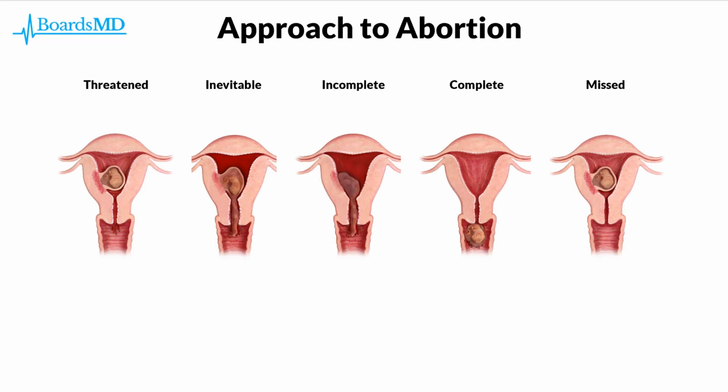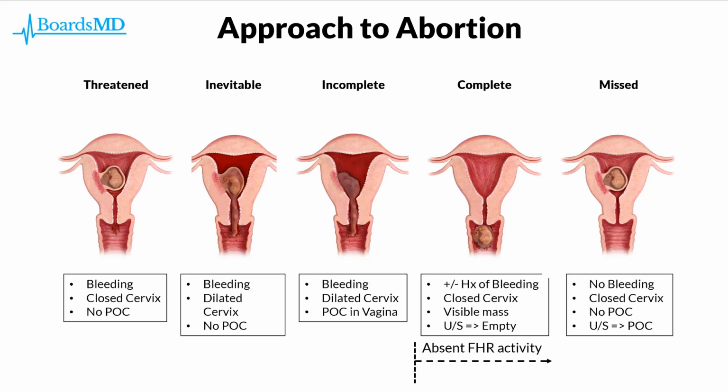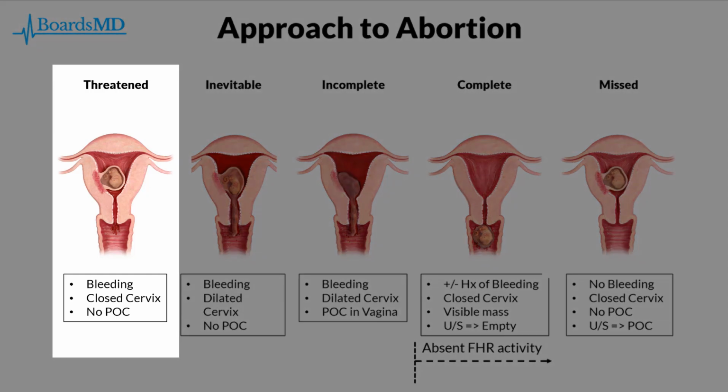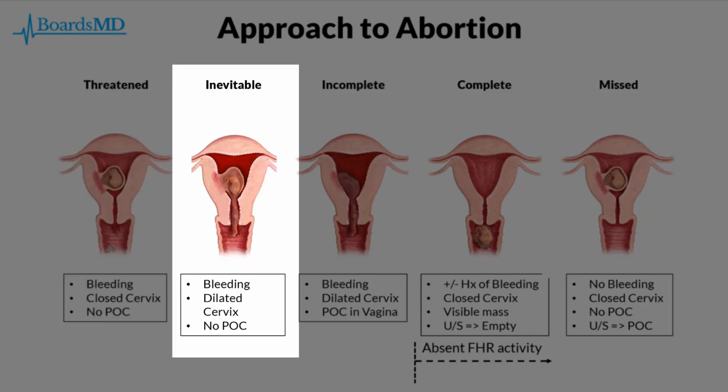In this series, we have covered several high-yield subtypes of spontaneous abortion, including those which are pictured here, as well as the septic abortion. I have now included here some of the high-yield take-home points for each type of spontaneous abortion in order to help you distinguish between our different subtypes. In a threatened abortion, we will see vaginal bleeding. However, the cervix is closed and there are no products of conception in the vaginal canal. In an inevitable abortion, the abortion is inevitable, and therefore we will see vaginal bleeding, a dilated cervix. However, there are not yet products of conception in the vaginal canal.